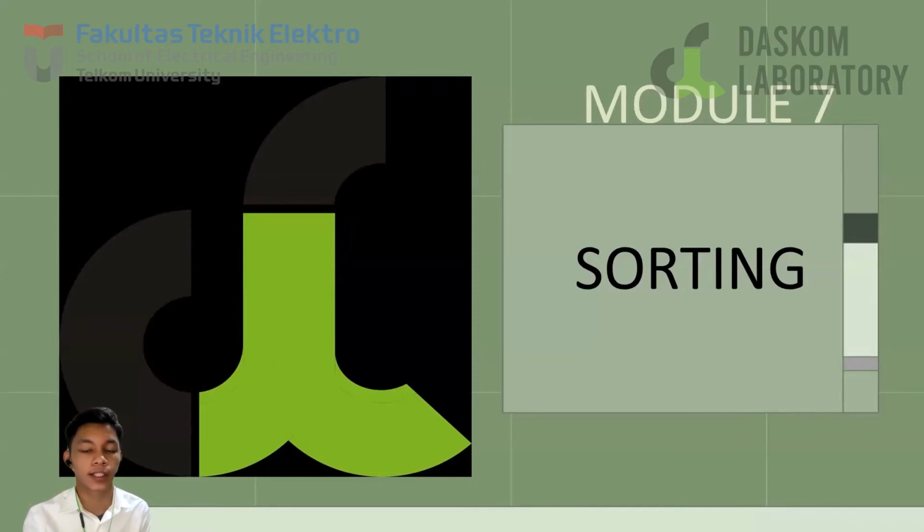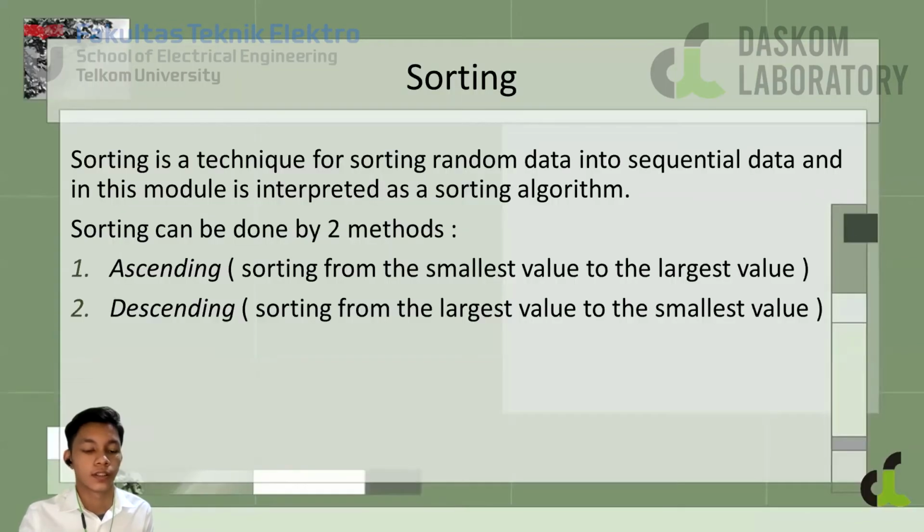And this time we will discuss the 7th module about sorting. Sorting is a technique for sorting random data into sequential data, and in this module it is interpreted as a sorting algorithm. Sorting can be done by two methods. The first one is ascending, which means sorting from the smallest data to the largest data. And the second method is descending, which means sorting from the largest data to the smallest data.